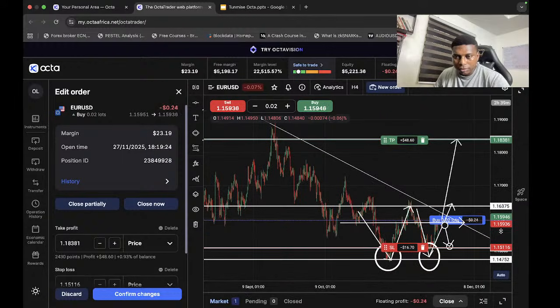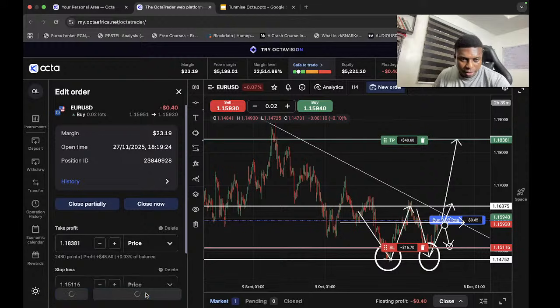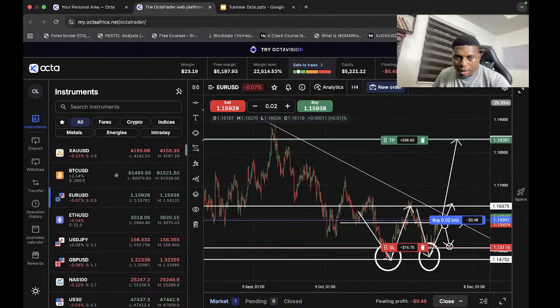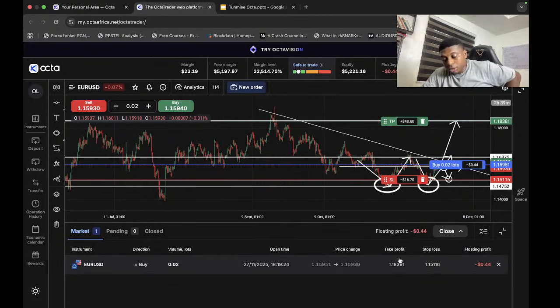Okay, so now we've said that, so we are willing to risk $16 to gain $48. That's like 2 point something ratio 1. All right, so we're going to confirm changes here. Now we have our stop loss and we have our take profit on EURUSD.